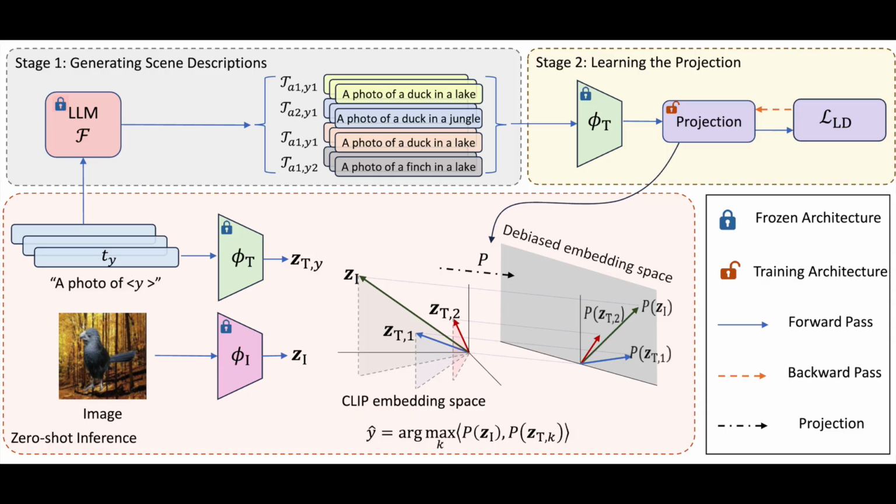Limitations include reliance on the LLM's bias discovery quality and the linear nature of the projection, which may miss highly nonlinear biases. To wrap up, Prism uses LLM-guided bias discovery and a contrastive LD loss to learn a projection that suppresses spurious cues while preserving semantics. It's data-free, task-agnostic, and effective.